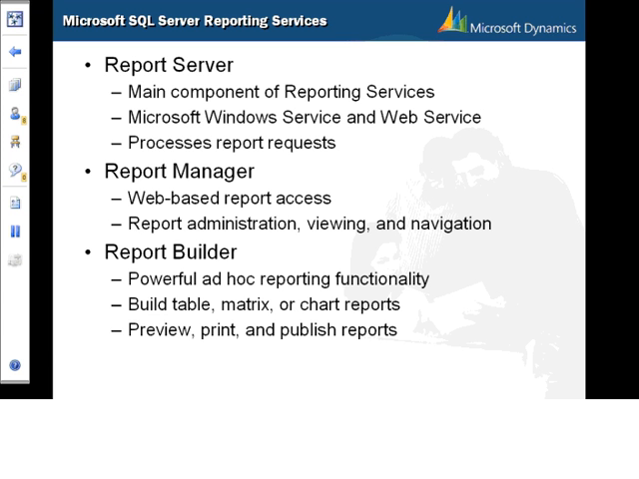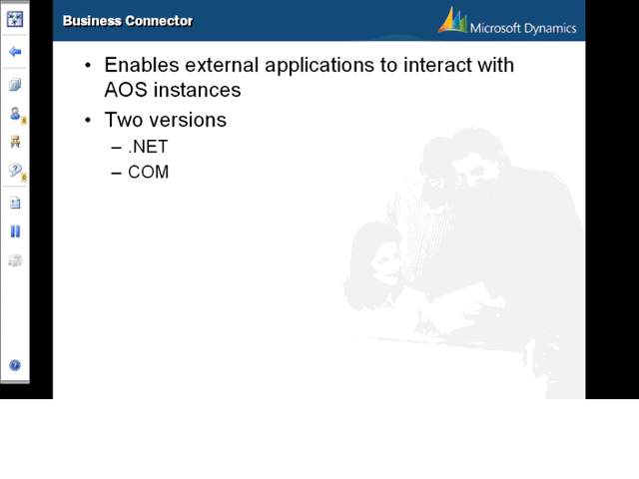Now we will move to the business connector, and we will talk about the business connectors. The business connector is the Microsoft Dynamics AX component that enables external applications to interact with application object server instances. Microsoft Dynamics AX offers two versions of the business connector, a .NET version and a COM version. The COM business connector is offered primarily for backwards compatibility.